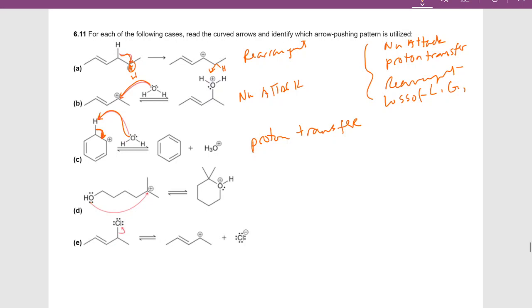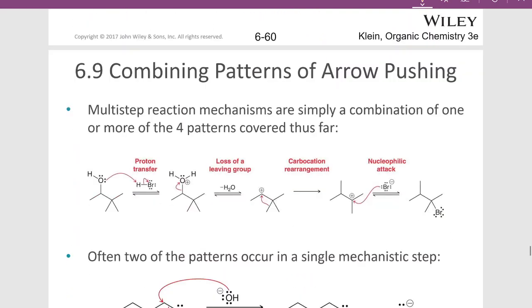The next one, we've got an oxygen attacking this carbocation, so this is a nucleophilic attack, okay? And the next one, we've got a chlorine taking its 2 electrons with it from the bond, and so that's loss of leaving group. Okay? So those are our possible steps.